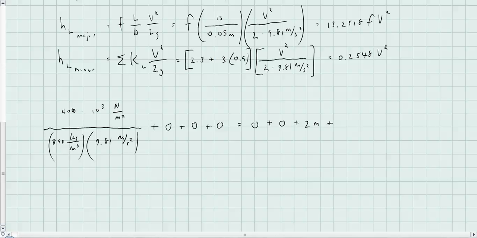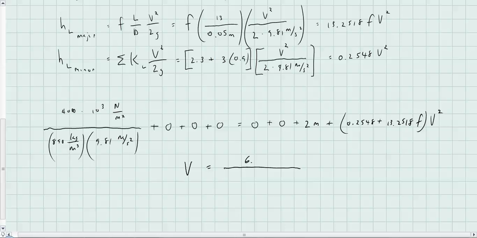plus the head loss terms, which are 0.2548 plus 13.2518 friction factor, all of that times v squared. Solving for v squared, or I should say v, we have the following equation.